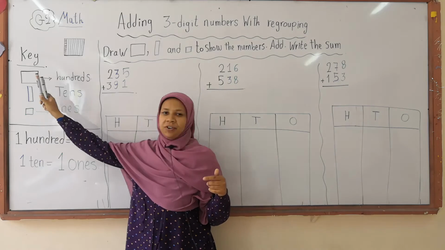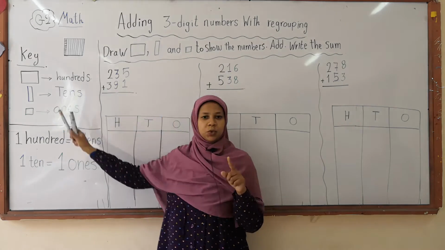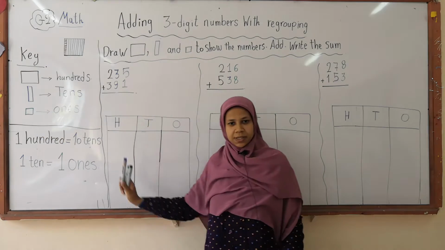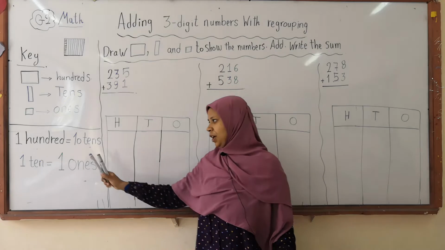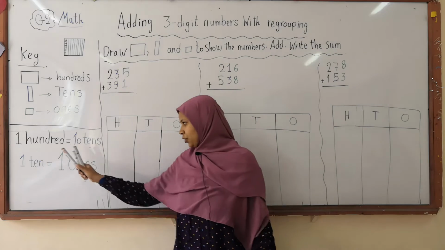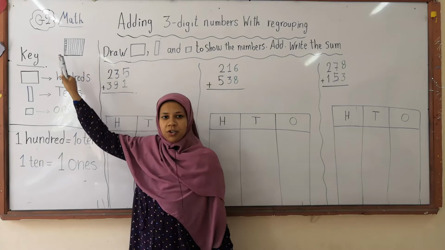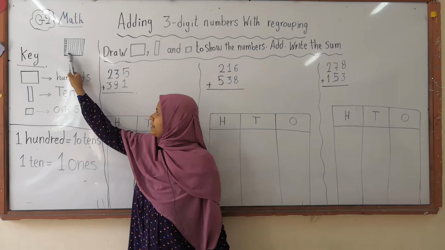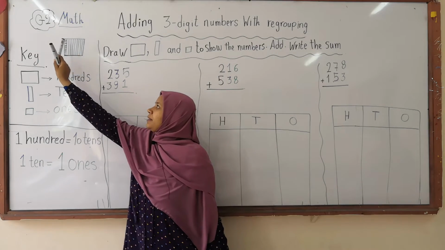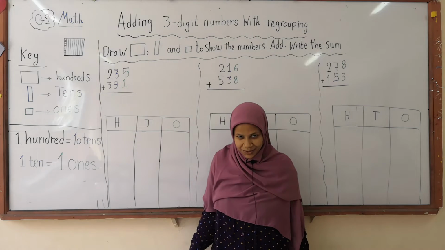This shape refers to 100, this column refers to 1 ten, and these small squares refer to ones. تمام كده؟ طيب واتفقنا كمان ان ال 100 equal 10 tens. شايفين معايا الرسمه دي؟ And 1 ten equals 10 ones.